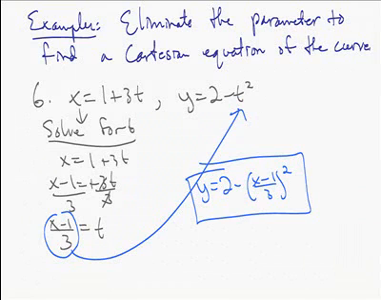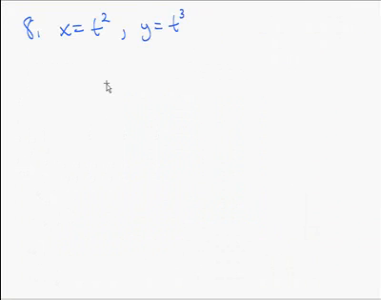Let's try another couple of these. Let's take a look at number 8, where we have x is equal to t squared and y is equal to t cubed. The same directions that we had for number 6: we want to eliminate the parameter. You'll notice that if we solve x equals t squared for t, we actually have two possibilities. t is equal to plus or minus the square root of x. And so that seems to indicate that we can't really do it the way we did before.